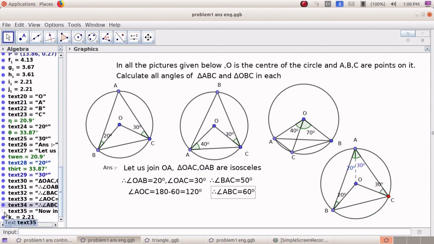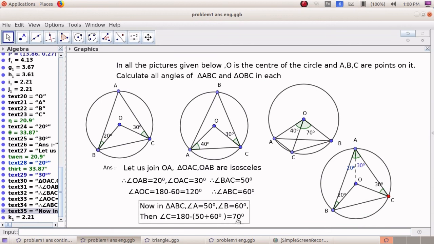And so the remaining steps are, we have to subtract from 180 the sum of the other two angles, and we will get 70. Therefore, all angles of triangle ABC are calculated.